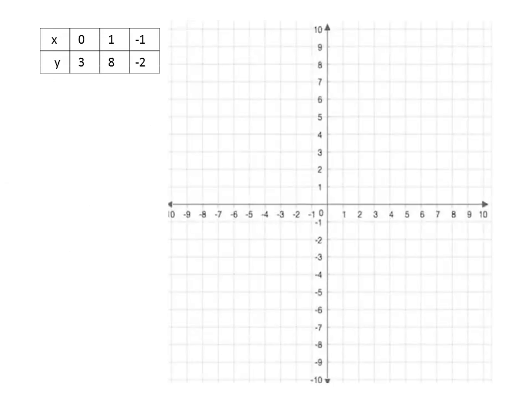This is our graph. So the first point is 0, comma 3. X is 0, y is 3. This point will be there. Similarly, 1, comma 8. And the last one is minus 1, comma minus 2. If we join these points, then we will have a straight line. Because the equation was y equal to 5x plus 3, that is our answer.